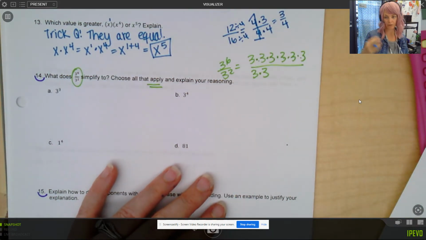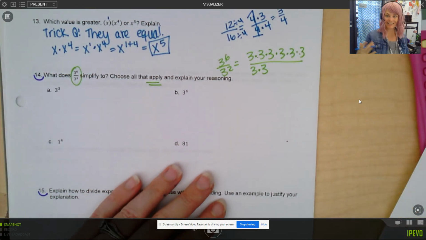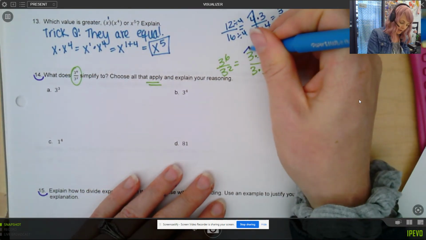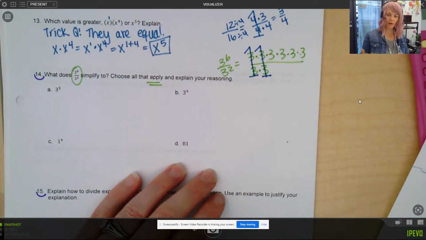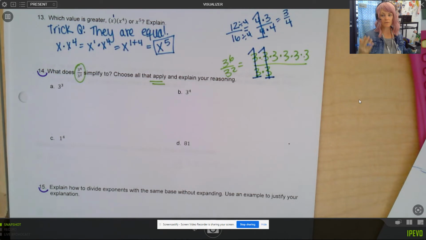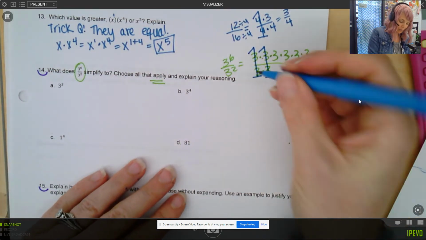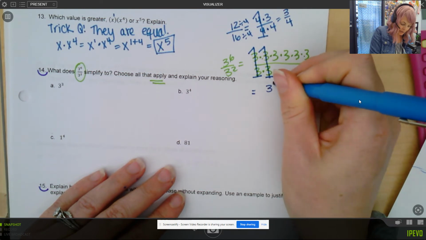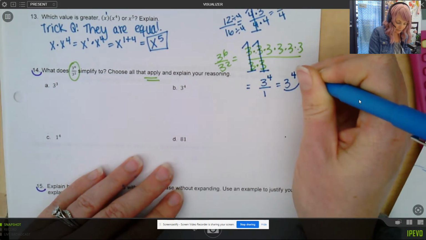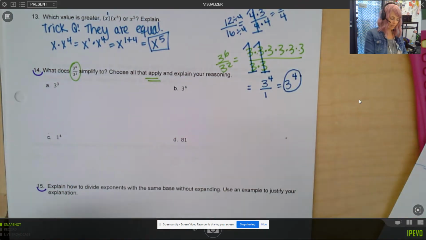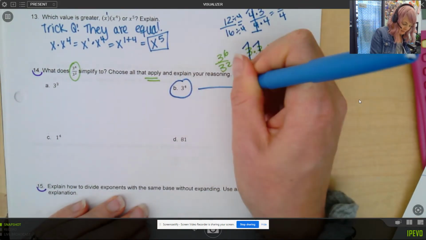And 4 over 4 is 1. So here, how many 1s can we make? Well, we have 2 factors of 3 that cancel out and make 1s. So if we have 2 factors cancel out, how many are left over? 4 of them. Where are they? In the numerator. It's wherever you have more. So this is equal to 3 to the fourth over 1, which is 3 to the fourth. Okay, well, we know it's B then. We can look at this.